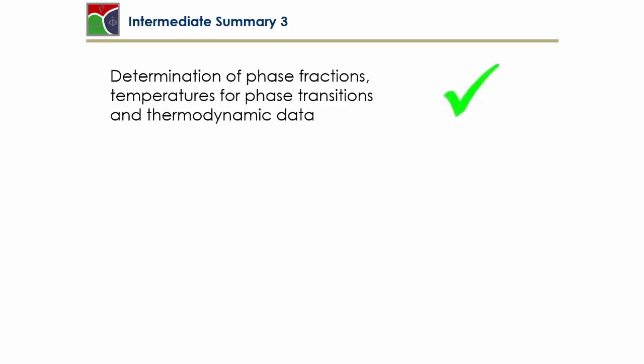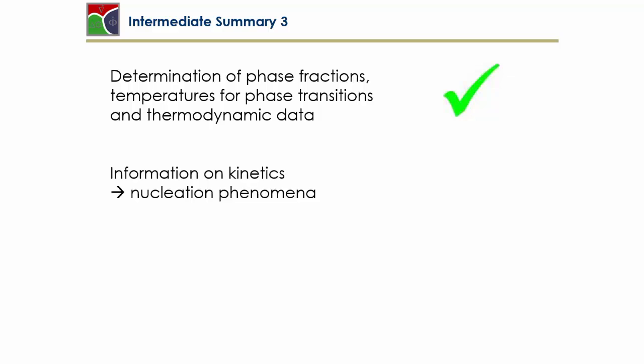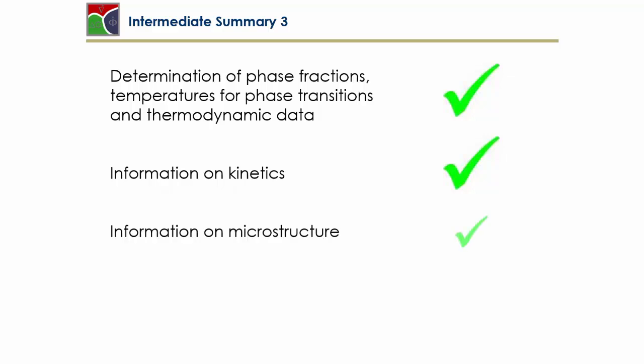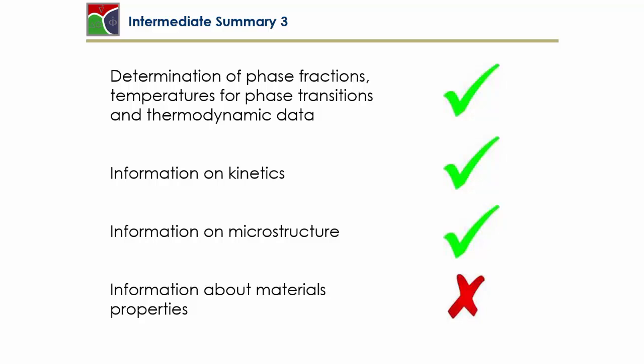Let's come to intermediate summary number 3. So what we can do now is all we could do before. For the information on kinetics, we now also can tackle nucleation phenomena, although a certain calibration surely is necessary. But now we also have information on microstructure in 2D and even 3D. We still do not have any information about materials' properties or information on the properties of a component.